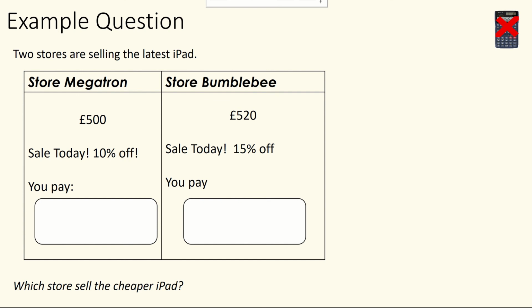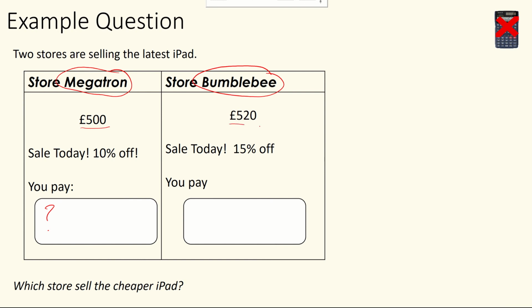Two stores are selling the latest iPad. So Store Megatron, their iPad is £500, and there's a sale today, 10% off. And we want to know, well, what are we going to pay if we go to that store? Or Store Bumblebee. Sorry, the references are Transformers.